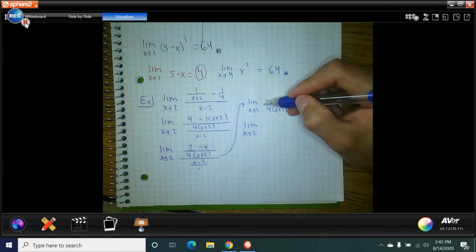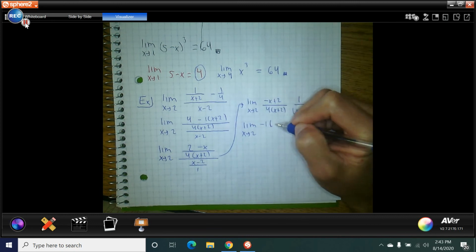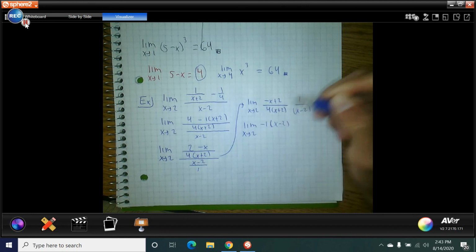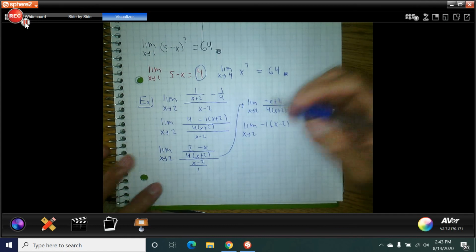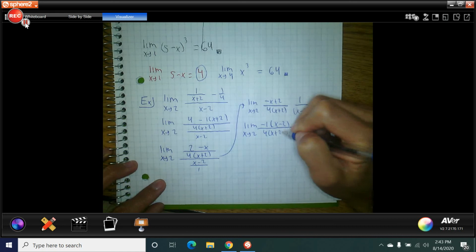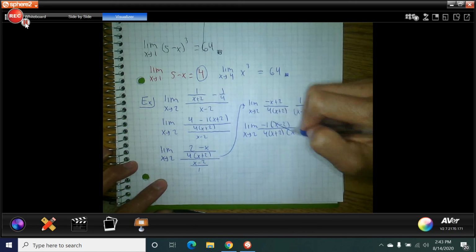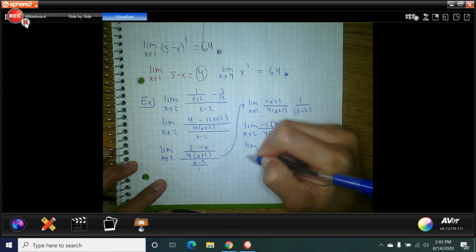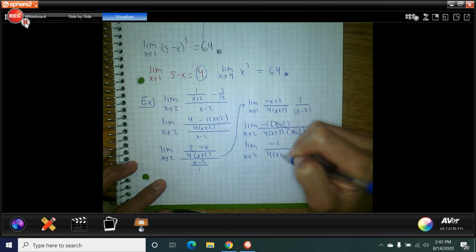What I'm going to do is factor out a negative 1. So if I factor out a negative 1, I would be left with x minus 2. So think about it. Negative 1 times x gives you the negative x. Negative 1 times negative 2 gives you the 2. So now I'm just going to write this, since I've already started writing that statement. You'll notice that the x minus 2 would cancel out. And I have the limit as x approaches 2 of negative 1 over 4 times x plus 2.